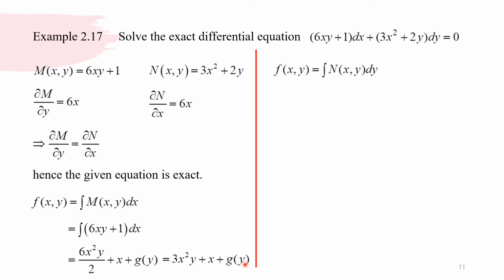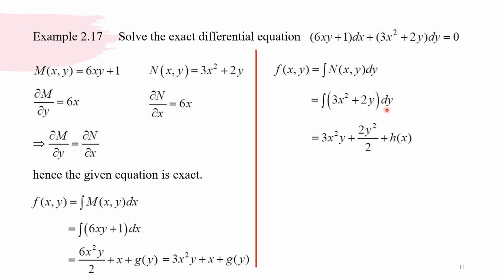We can also find f of x, y by evaluating the integration of n of x, y with respect to y. This is step B of method B. Substitute n of x, y into this integrand. So integrate 3x squared plus 2y with respect to y. This is partial integration, where y is considered as the variable and x as a constant. For the first term, 3x squared is just a constant. Integrate with respect to y, so we multiply this constant by y. Integrate 2y with respect to y, the answer is 2y squared over 2.